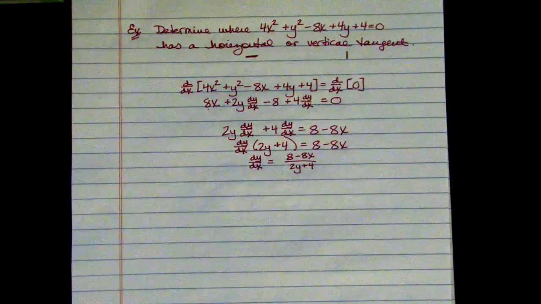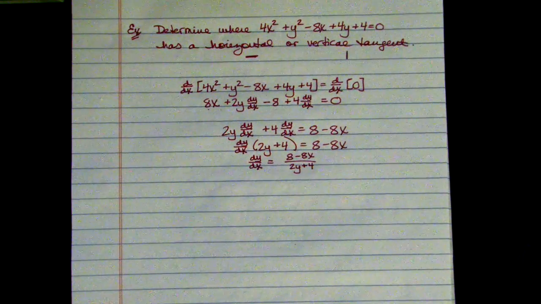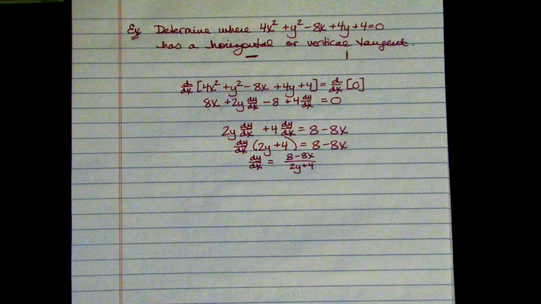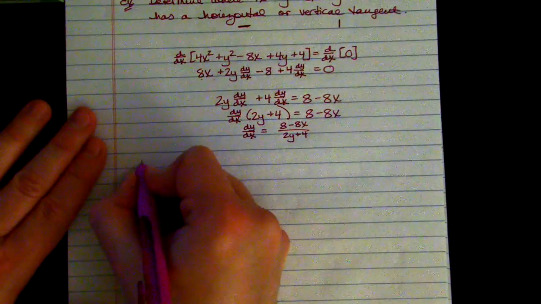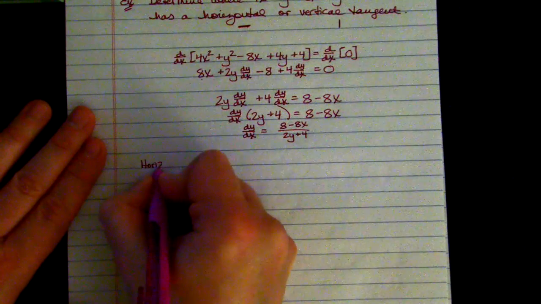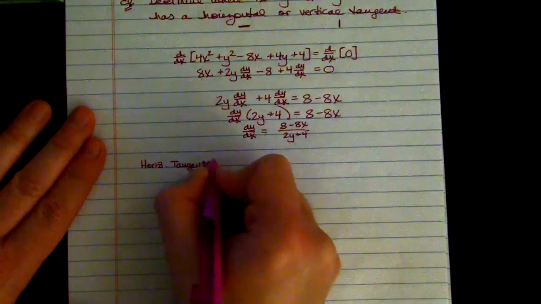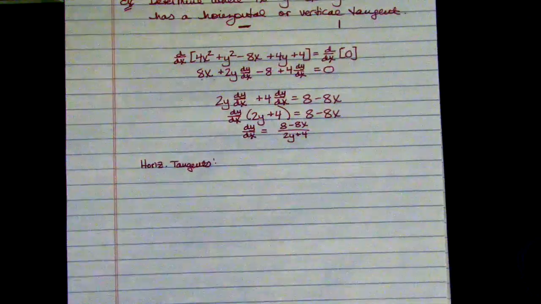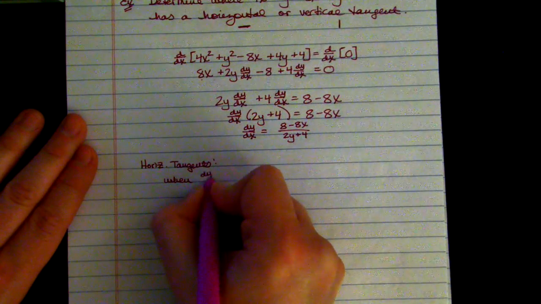Did you get that, or did you get the version where you could factor negative 1 onto the top and bottom and get the same thing that I had? Hopefully you said yes. Now, horizontal tangents. Those occur when the derivative equals 0.